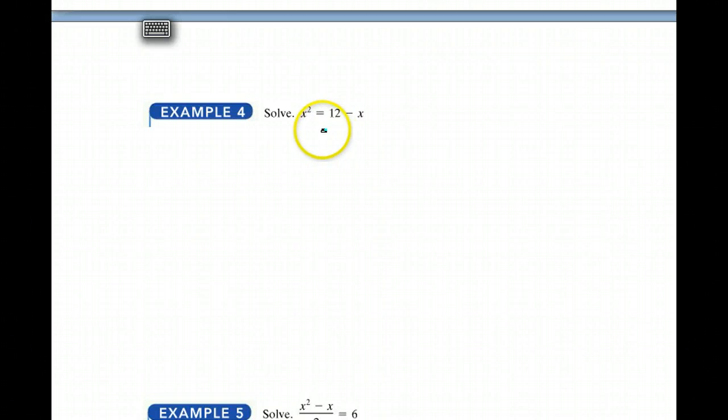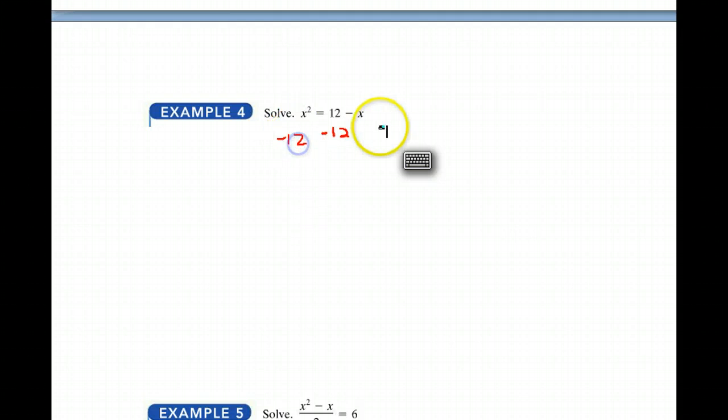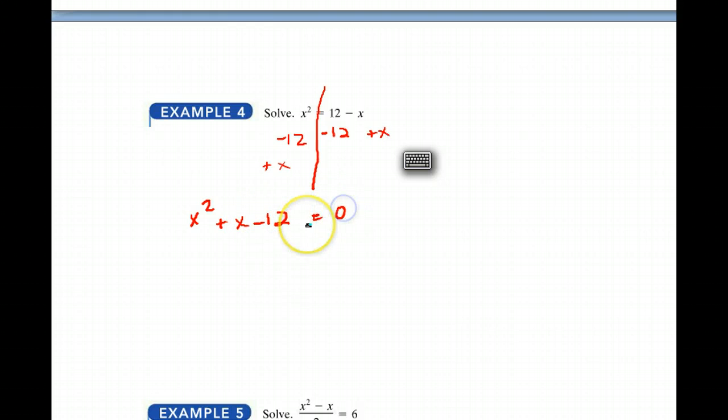And that's what we're going to need to do here. What we need to do is subtract 12 from both sides of our equation and add x to both sides of our equation. If we do that, that will cancel out the 12 and the x on the right side and move them over to the left side. So we will have x squared plus x minus 12 equals 0. We now have a quadratic equation that is in standard form and set equal to 0.